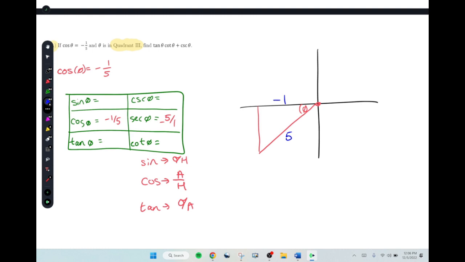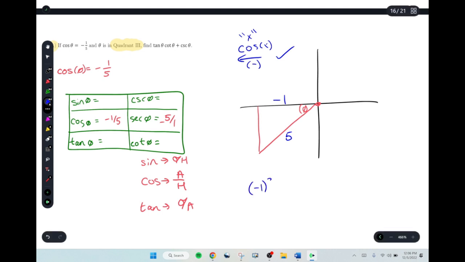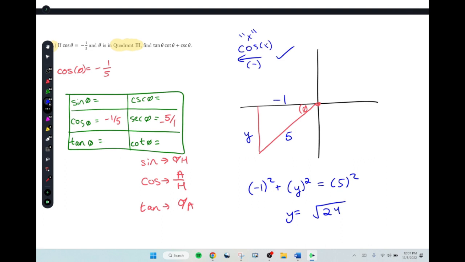Based on the direction we drew it for quadrant 3, that is the negative direction of x, right? And if cosine is kind of like the x, and that way is negative, then it makes total sense that this would be a negative 1. Which means your missing number is negative 1 squared plus, let's call it y for now, y squared equals 5 squared. So y equals root 24? Plus or minus root 24?